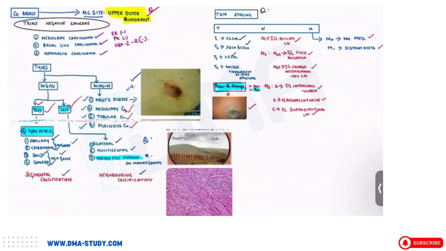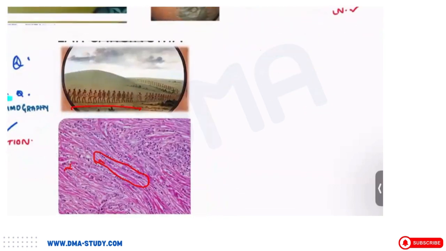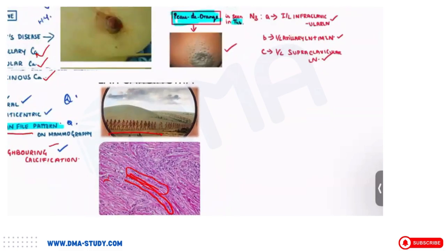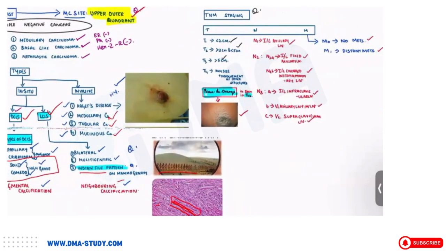This is ductal and lobular carcinoma in situ. There are 4 types of DCIS. Among that, solid and comedo lesions are high grade. This one was asked several times in FMGE. And apart from that, in LCIS, you may see the Indian file pattern. You see this picture, which is a straight line. This Indian file pattern is seen in LCIS.